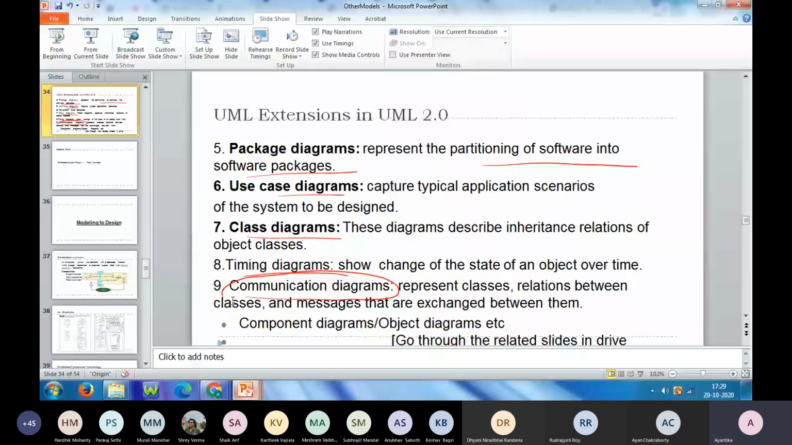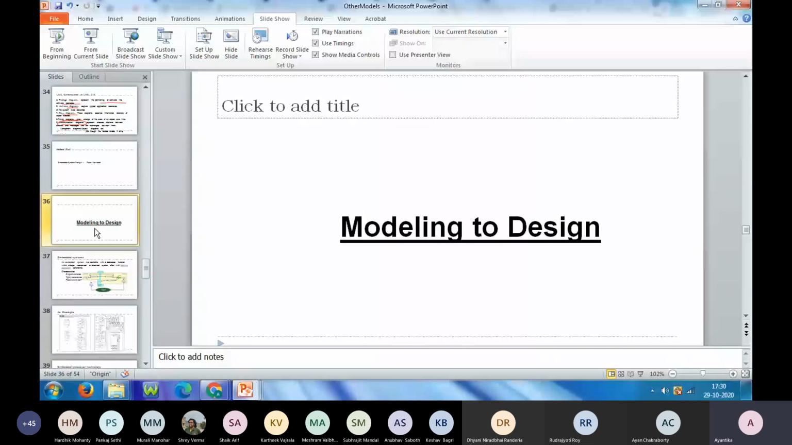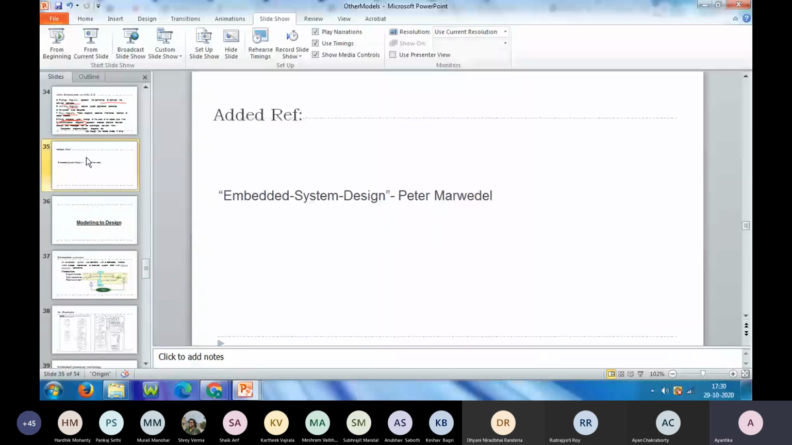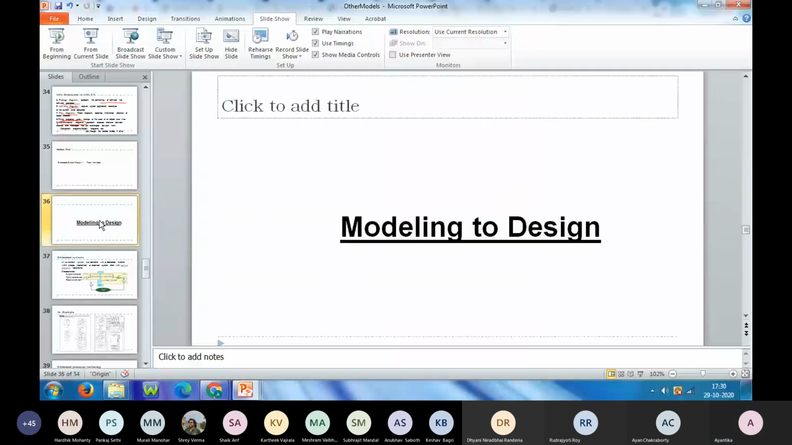Now, this is one reference. This book is also shared in your drive. You can go through it. Other than the Lee and Seshia book and that initial part we have discussed, mainly we have discussed from the Lee and Seshia book, and also the last few simpler modeling techniques we have taken from this book. So that is also present in the drive link. You can go through it.